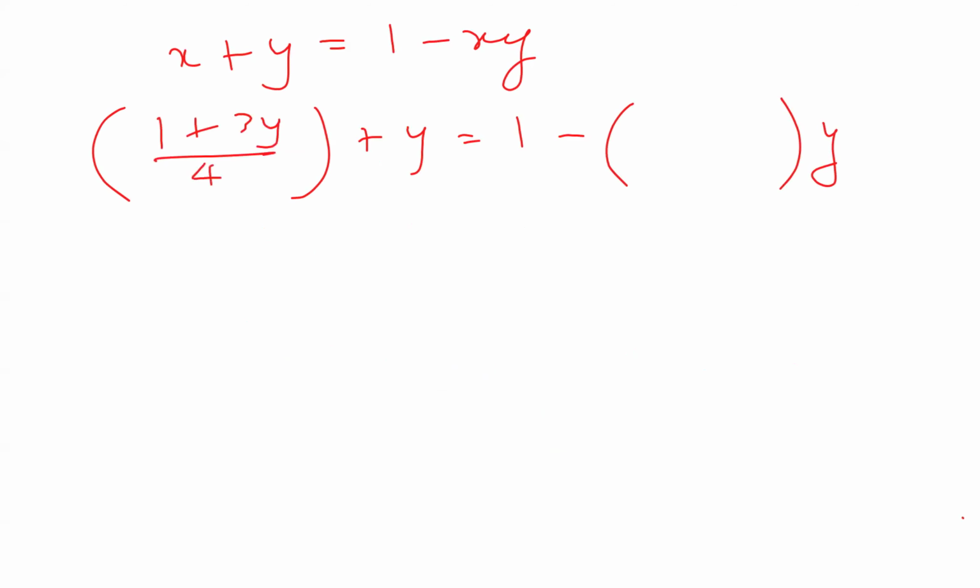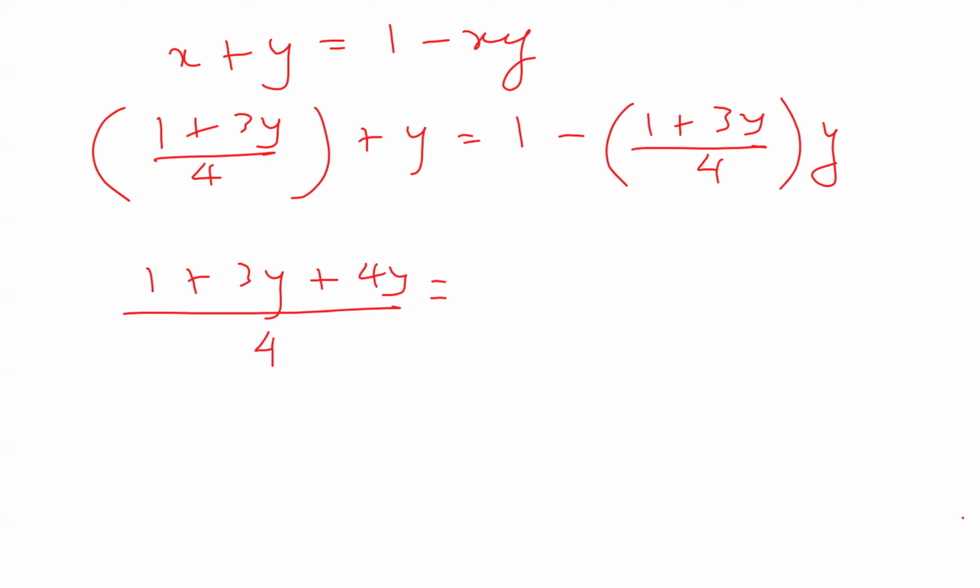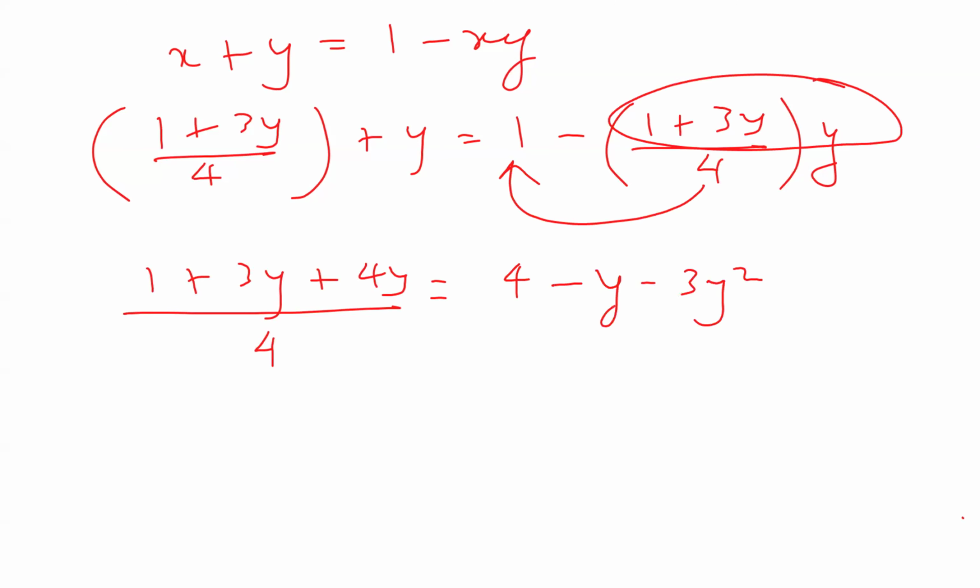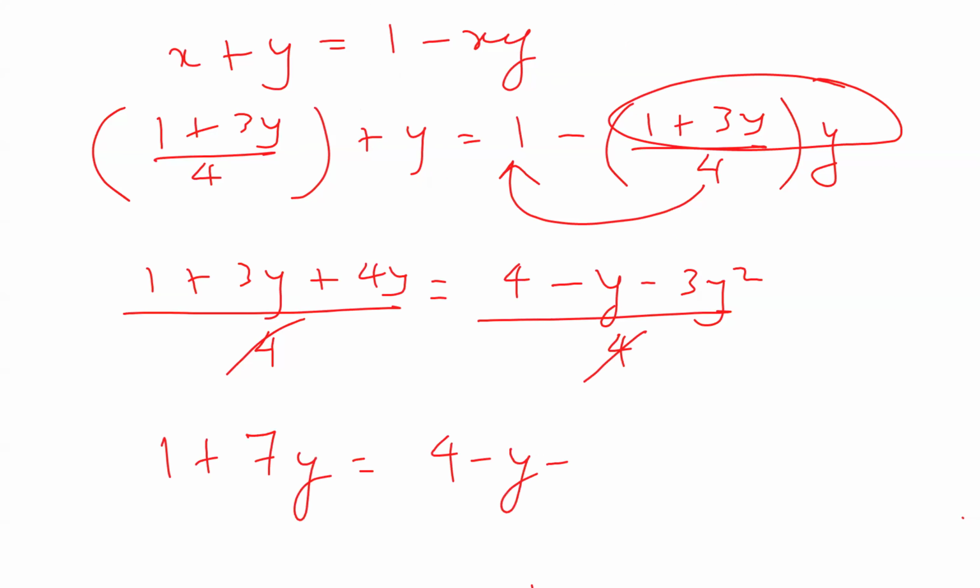1 plus 3y upon 4. So 1 plus 3y plus 4y upon 4. Let's hope this is the right calculation because there were some errors earlier. I'm taking LCM and I'm opening this bracket also. Minus y minus 3y square upon 4. 4 and 4 will get cancelled. Okay. So simplify this further. 1 plus 7y is equal to 4 minus y minus 3y square.